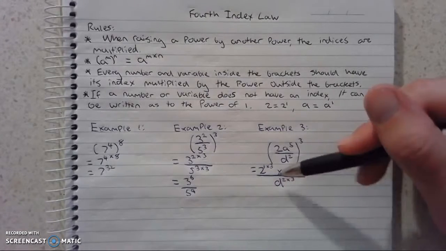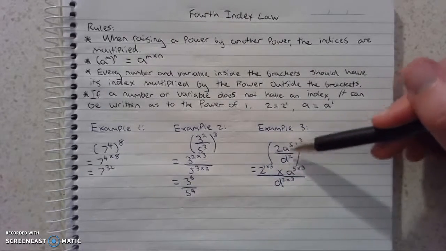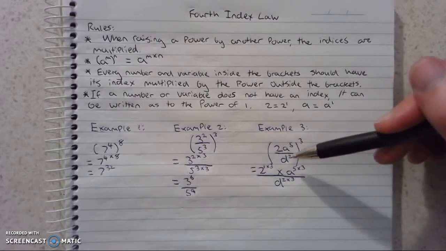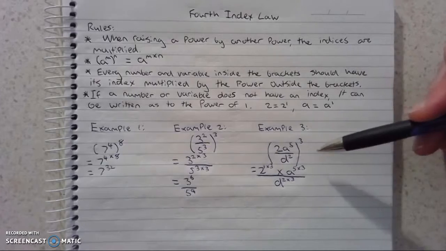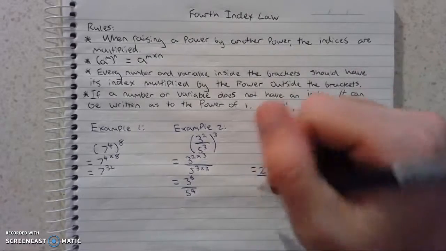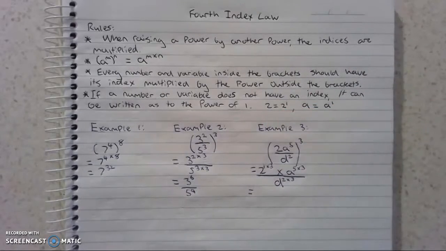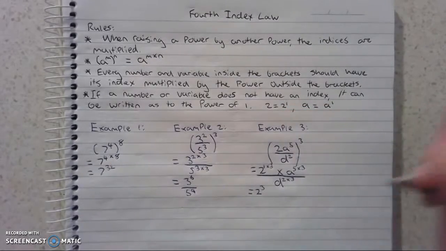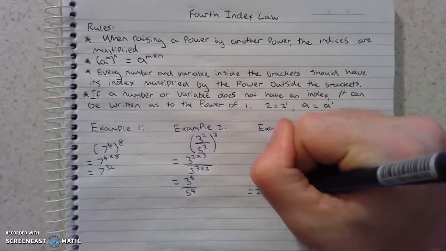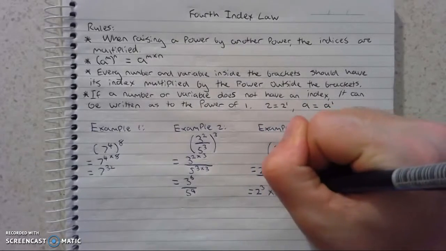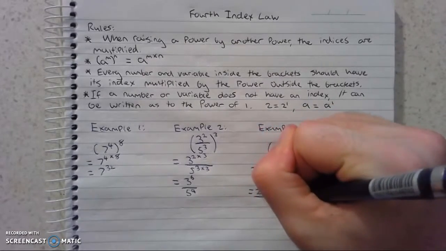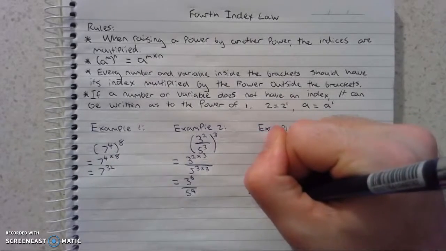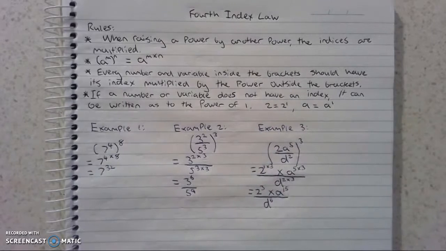All right, so what we've done here, guys, is we've taken every single thing inside this, and we've multiplied the indices by the indices outside the brackets. Now we can put that down further, so that would be 2 to the power of 3 times a to the power of 15 all over d to the power of 6.